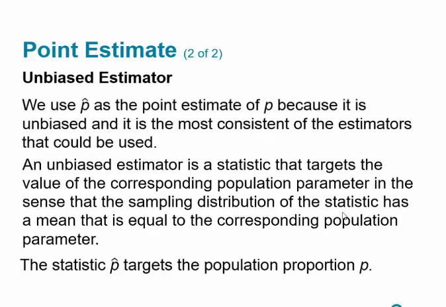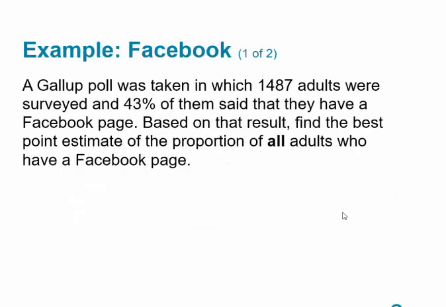Now the point estimate is what we call an unbiased estimator. It's an unbiased estimator because the statistic p hat targets the population proportion p and is the most consistent of the estimators that could be used.